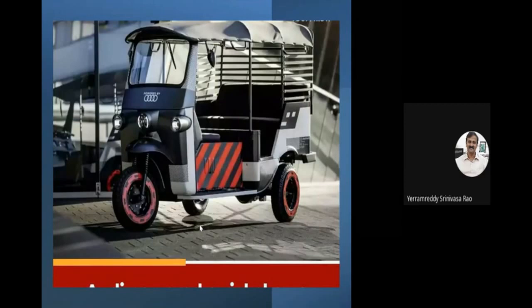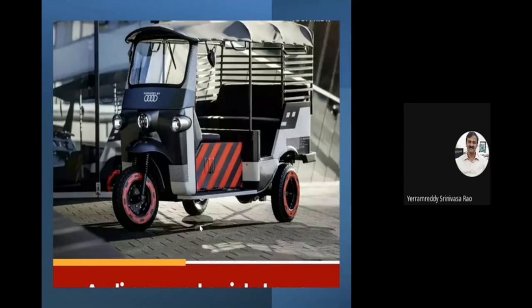Recently, Audi has announced that they are going to manufacture these autos for women, right? Women employability. I was wondering why Audi should manufacture, because they are the richest car manufacturers. What is interesting here is that it is not that Audi is interested in manufacturing, or they are going to make any profit out of it.